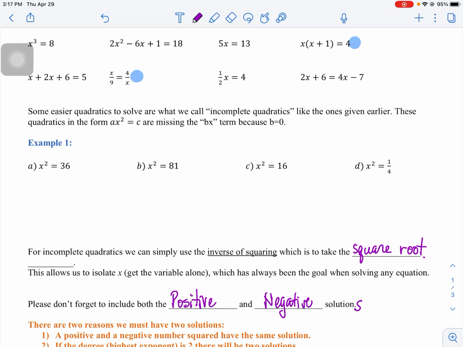So here we have, it's kind of the same thing we did up above. To solve this, you take the square root of x squared equals the square root of 36. The square root of x squared is x. And the square root of 36 is both positive and negative 6.